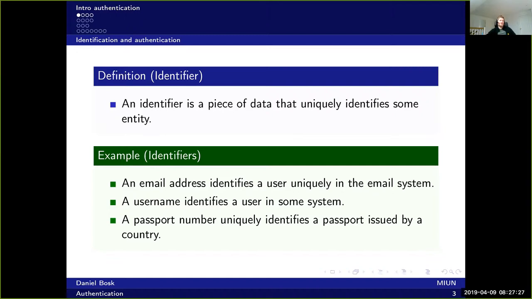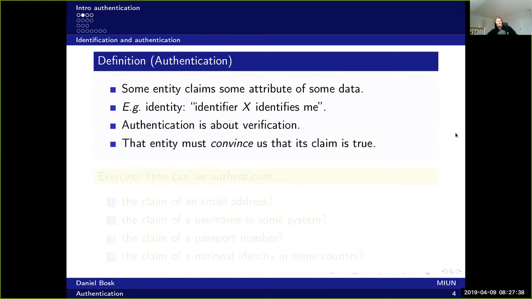A passport number uniquely identifies a passport issued by some country. So this is also a unique identifier. And let's proceed to authentication. Authentication in this case is verifying the claim of some identifier. Say that some entity claims some attribute of some data. For instance, if we take identity, then they would say something like, identifier X identifies me. And the authentication step is then about verifying this claim. That entity must convince us that the claim is true.